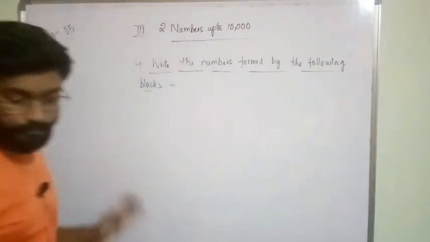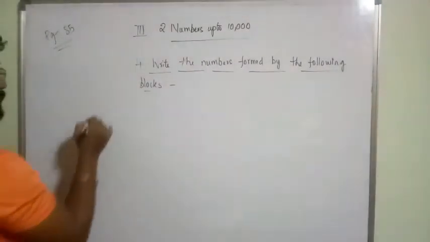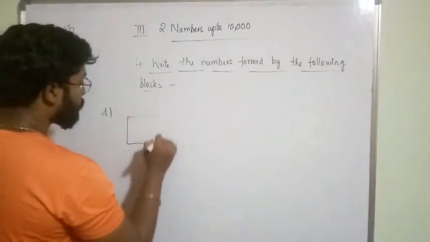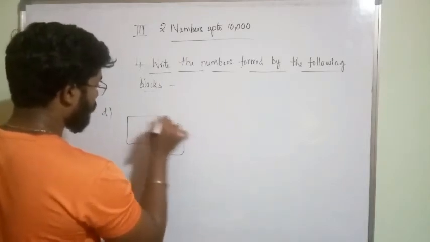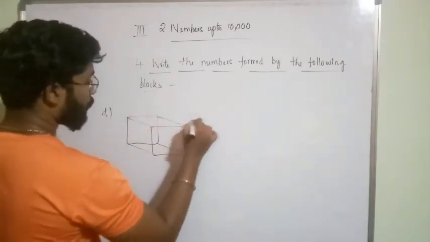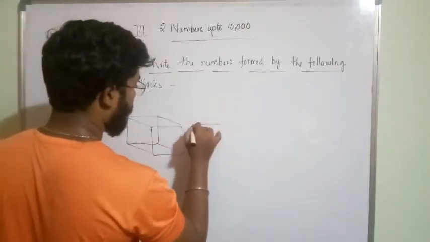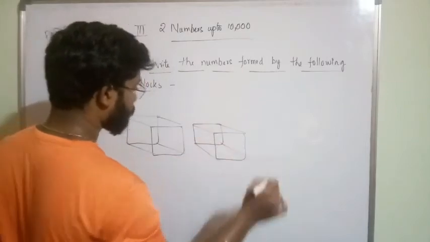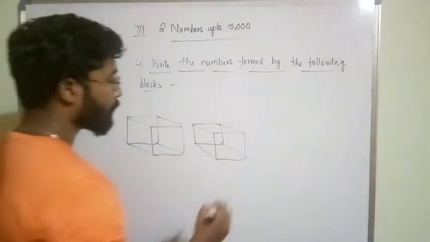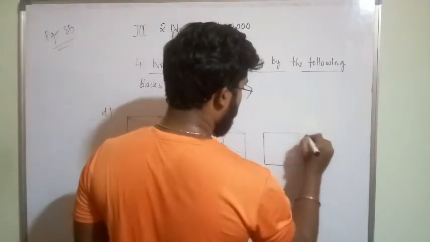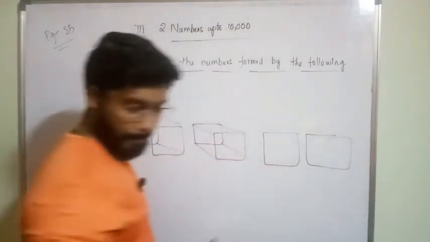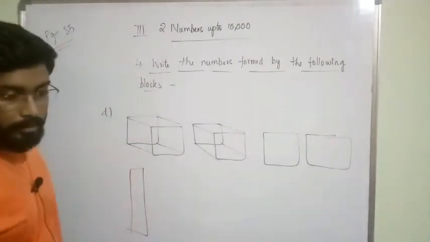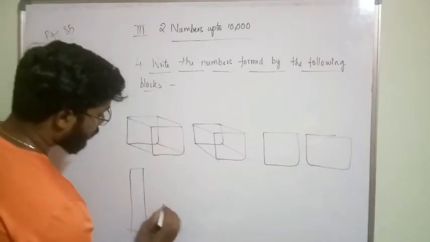Next one, D. This is the last one in this bit. So you have 2 cubes. Then you have 2 squares. Then you have one tall box. Next you have 4 small cubes.